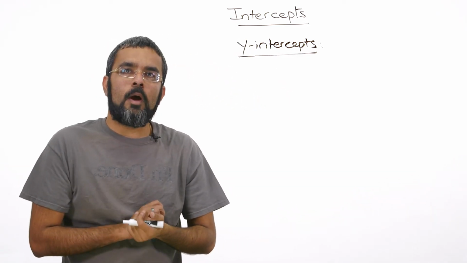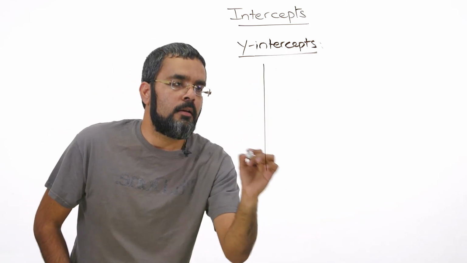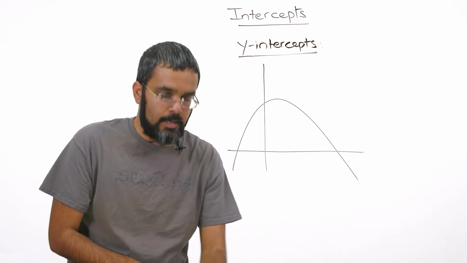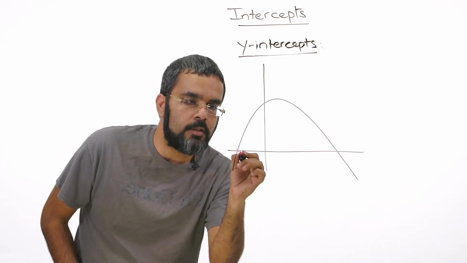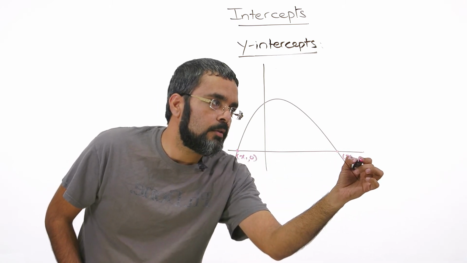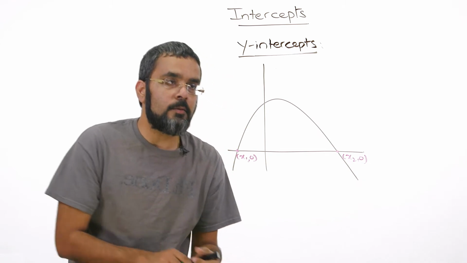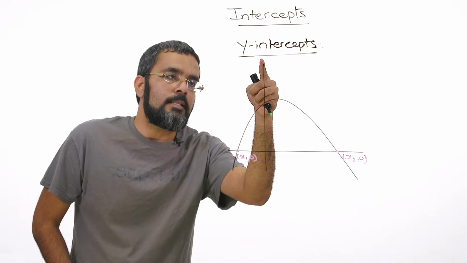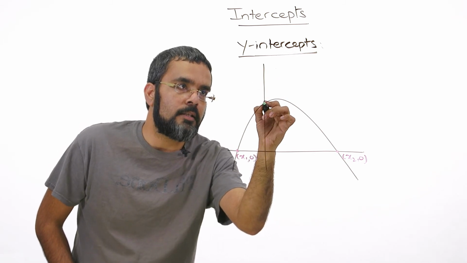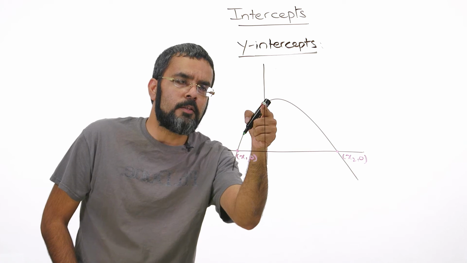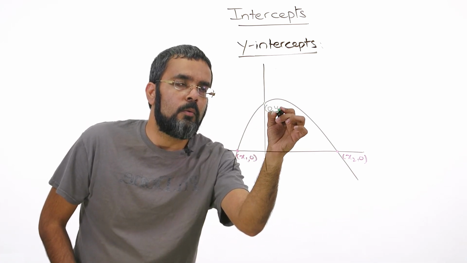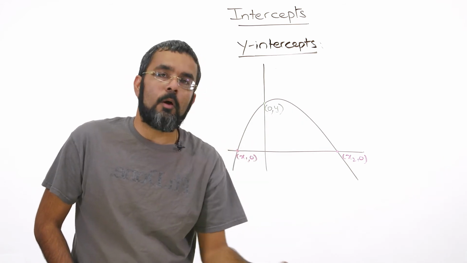Now, let's look at how to find the y-intercepts. So again, assume that I had a graph which went this way. We already found the x-intercepts, right? Our x-intercepts were these points here, so let's call this x1, 0, and let's call this x2, 0. So how do we find the y-intercepts? Well, the y-intercept, like we said, is the point where the graph crosses or touches the y-axis, and that's precisely this point here. What do we notice about this point? Well, the x-coordinate is always 0, right? So it's always of the form 0, y.